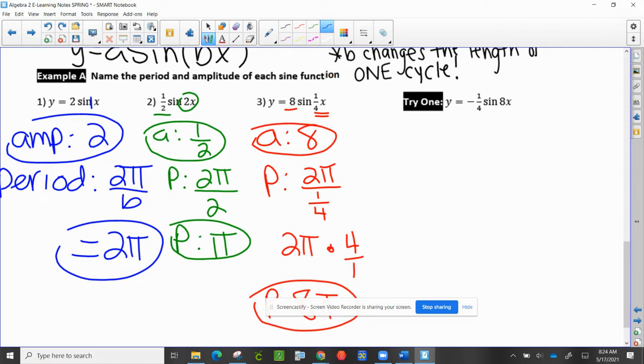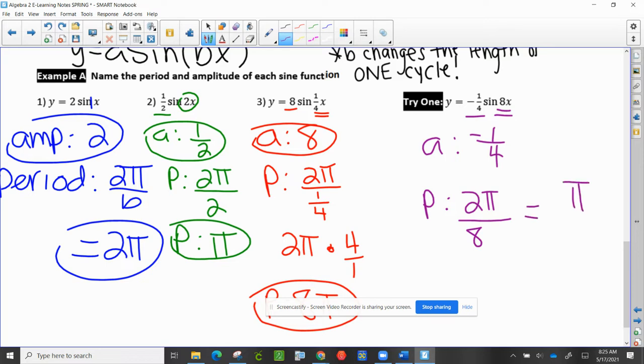Okay, so I'm going to have you guys try this one. It's -1/4 sine of 8x. So go ahead and find your amplitude. Let's start with that. Okay, well, the amplitude is just your coefficient in front, so that should have been -1/4. Okay, next let's find the period. Remember, for the period, you take 2 pi and you divide it by the b value. So divide it by 8 and reduce what you get. Okay, so that'd be 2 pi over 8. So that would reduce then to pi over 4, or 1/4 pi, however you wrote it.